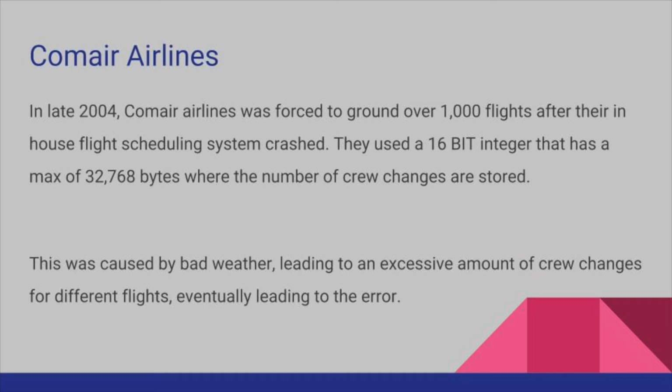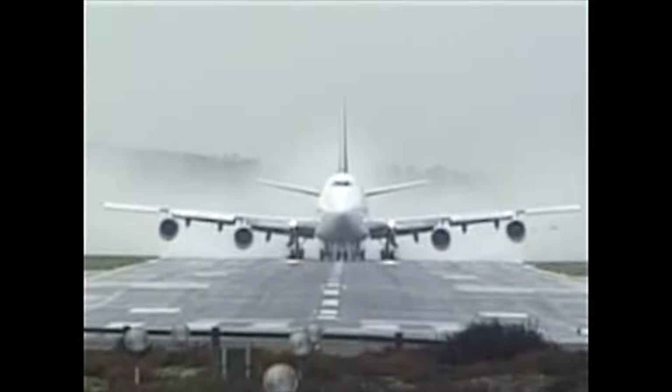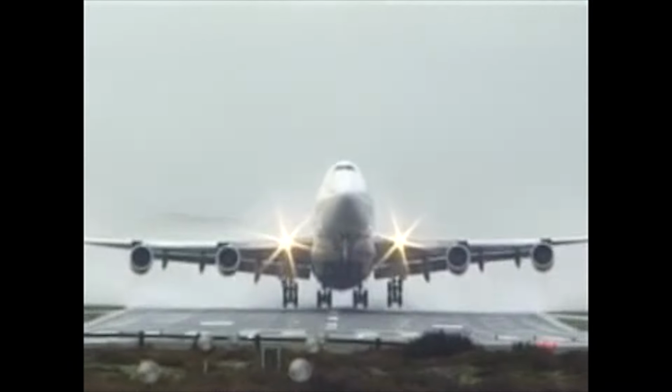In late 2004, Comair Airlines was forced to ground over 1,000 flights after their flight scheduling system crashed. They used a 16-bit integer value that had a max amount of 32,768, where the number of crew changes were stored. This crash was caused by bad weather, leading to an excessive amount of crew changes and eventually leading to the error.